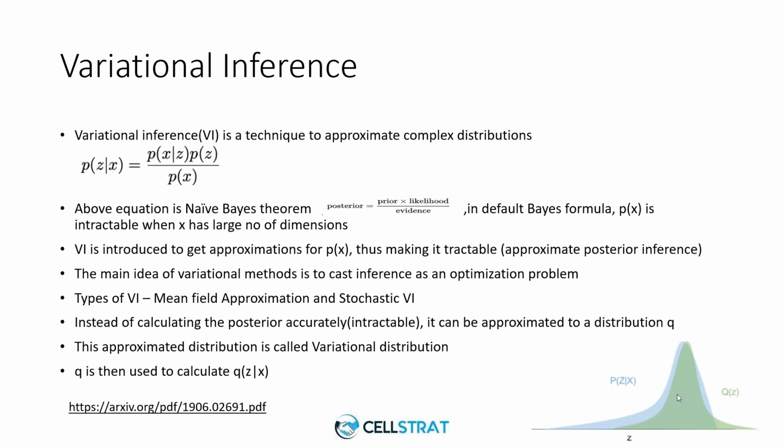We can look at this figure over here. We see that our true distribution, or posterior distribution, is P of z given X. This blue area is defined by it, whereas our Q of z, which is our variational distribution, is more like a Gaussian distribution, and it's trying to approximate the area covered by the true posterior or true distribution.